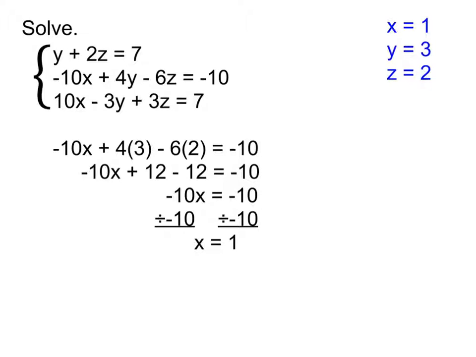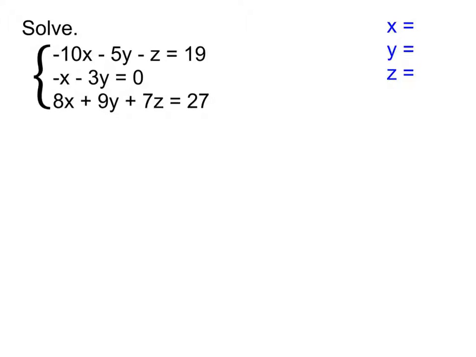So notice what our strategy was. Since I knew that I had just y and z in this equation, I made these two also become just y and z. We're going to apply that same strategy to this system. This one you do need to write out, please.